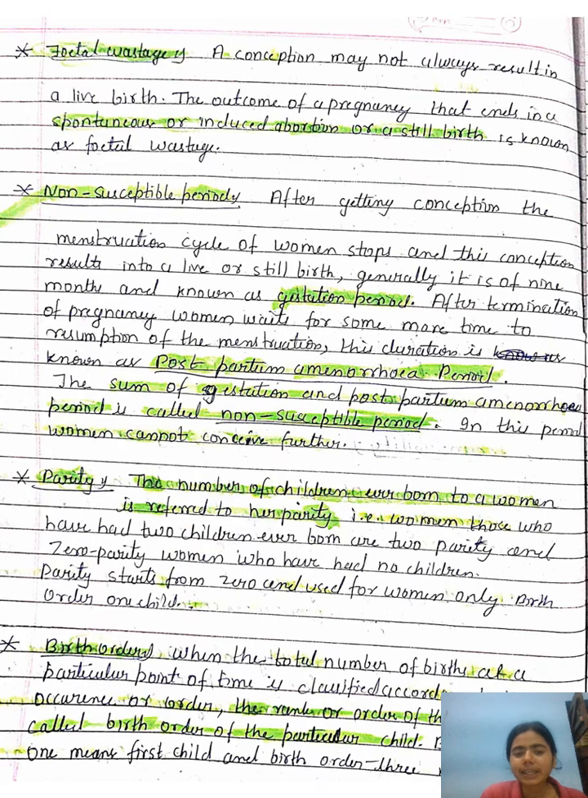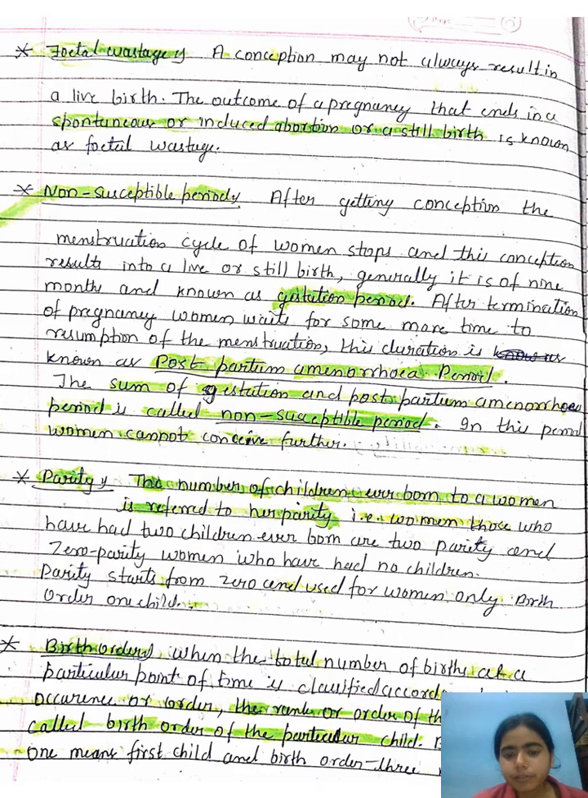Non-susceptible period: after conception, the menstruation cycle of a woman stops, and this conception results in a live birth or stillbirth. Generally it is 9 months, and that duration is called the gestation period. After termination of pregnancy, the woman waits for some time for the resumption of menstruation. This duration is known as the postpartum amenorrhea period. The sum of gestation and postpartum amenorrhea period is called the non-susceptible period, and in this period the woman cannot conceive.